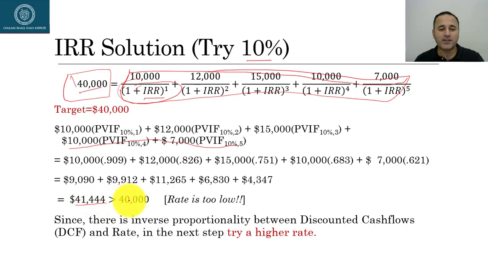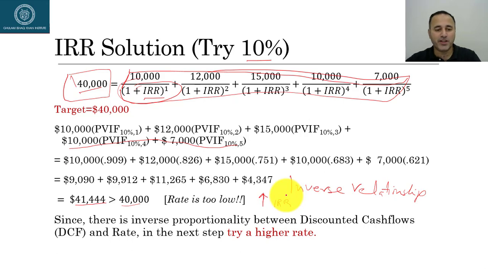My target is actually $40,000. Since there is an inverse relationship between IRR and the present value, if my target is to bring it down, the next time I'll try a higher IRR, a higher interest rate. Let me put it that way.